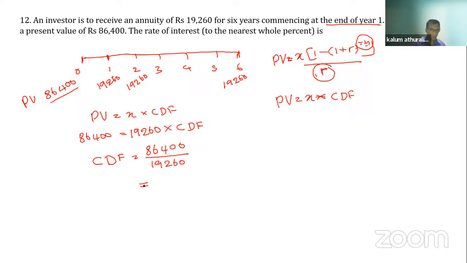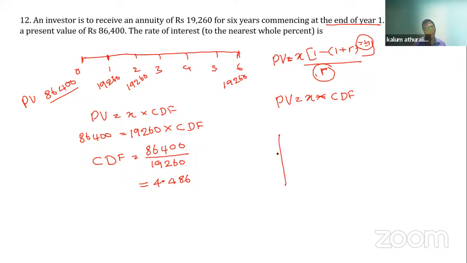86,400 divided by 19,260. Write down the answer to 3 decimals: 4.486. Then we take 3 decimals. The nearest value is 4.486.